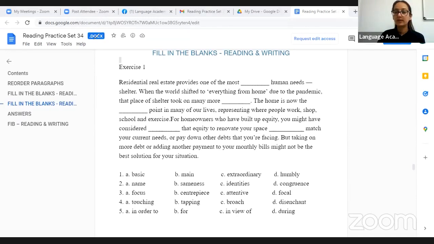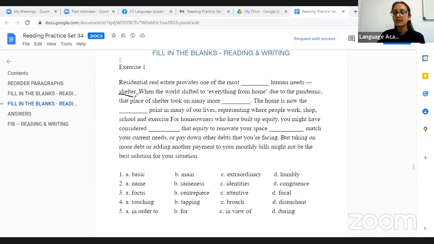All right, should be done by now. Let's discuss. Please put your answers, those who are left. Okay, so this says residential real estate provides one of the most dash human needs, which is shelter.